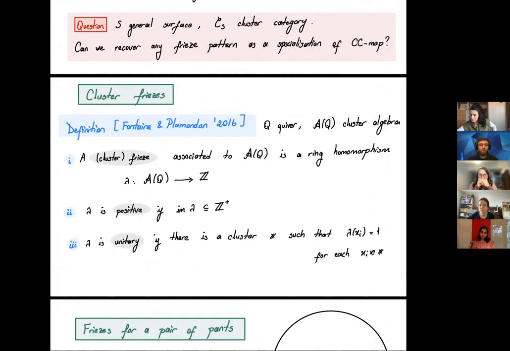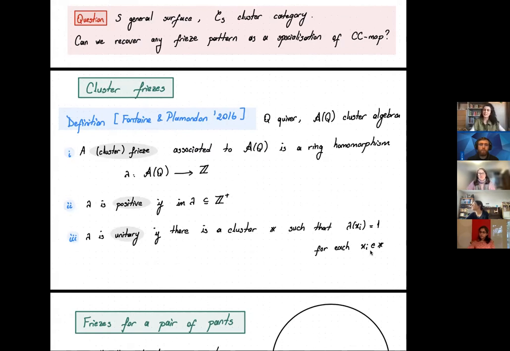All right. Okay. I think I forgot to check my time, but it should be okay. So for that, I will first generalize the notion of Frieze patterns, and I'm going to use the one introduced by Fontaine and Plamondon in 2016. So for any quiver Q, we'll consider the associated cluster algebra. A Frieze pattern or a general cluster Frieze is just going to be a ring homomorphism from the cluster algebra into the integers. And we'll consider such patterns positive, as it was the case in my earlier examples, if the image of this ring homomorphism falls into positive integers. And we are going to call them unitary if there is a cluster such that every cluster variable in this cluster is mapped to 1 under this map, lambda.